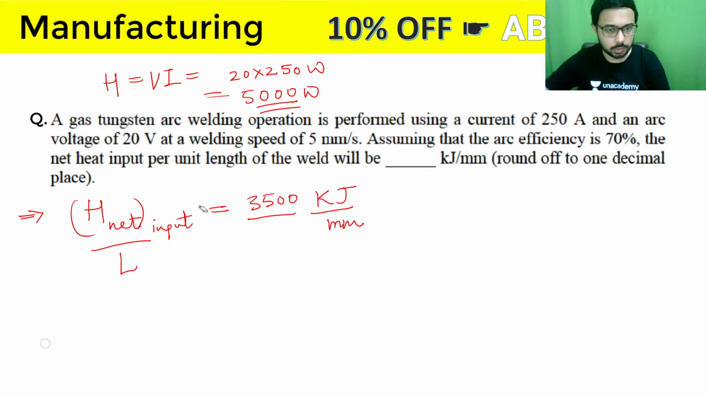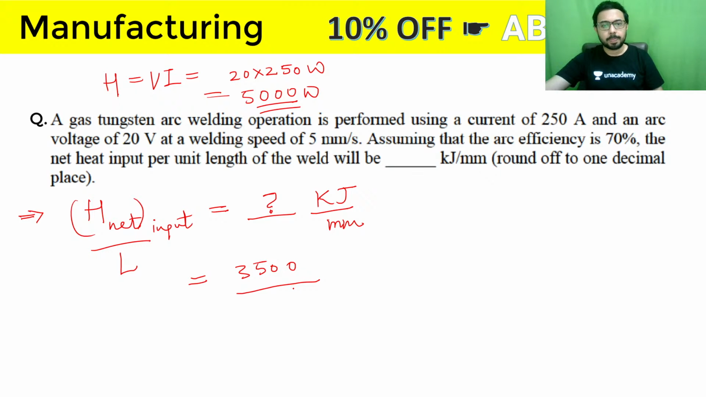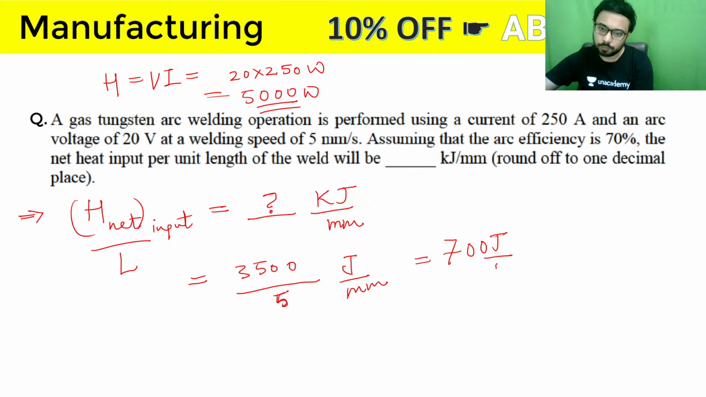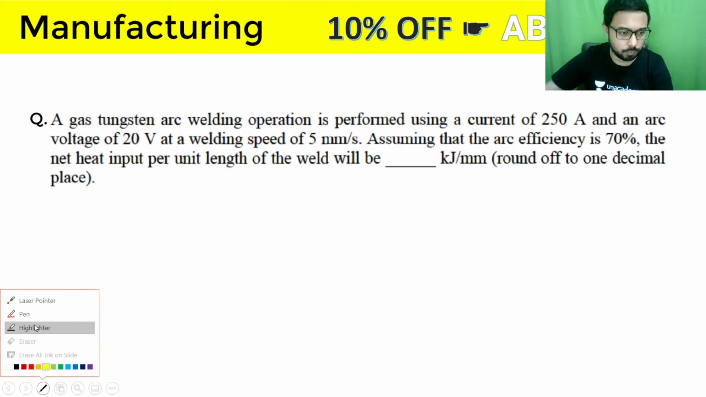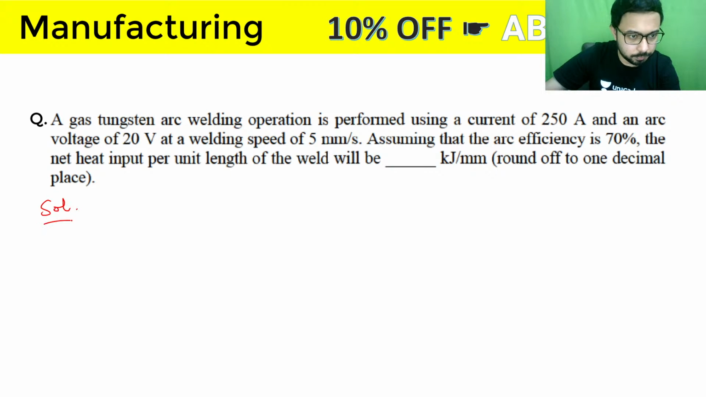So let us first remove this here. So it will be 3500, that is in joule per second, and we have to divide by the velocity, that is 5, and therefore we'll be getting the answer in joule per mm. So somehow it got deleted. Let's see one more time.